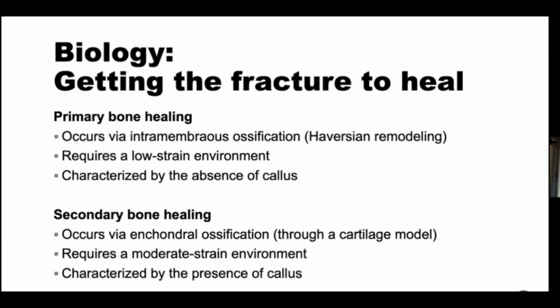Whereas in contrast, secondary bone healing occurs through a cartilage model via endochondral ossification. This process requires a moderate strain environment where you have an estimated 2 to 10% of strain at the fracture site following fixation. And on an x-ray, it's characterized by the presence of callus. So this moderate strain environment is imparting some controlled but additional mobility than would be required for primary bone healing, but it results in secondary bone healing nevertheless through a different biologic process. And on x-rays, we can tell that this is happening by the presence of callus.